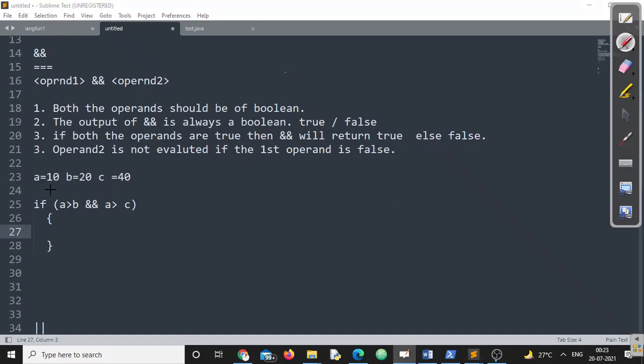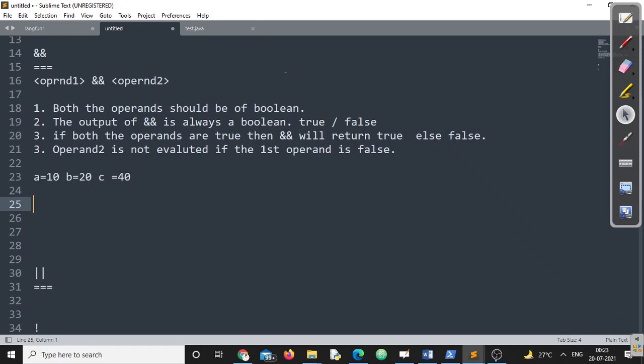What is the value of the first one? A greater than B. It is false or not? It is false. What is the value of the second one? A greater than C. Again, this is false. So if the first one is false, the second one will not be evaluated. Definitely you will ask me, sir, where is the proof? Let us go for the proof.